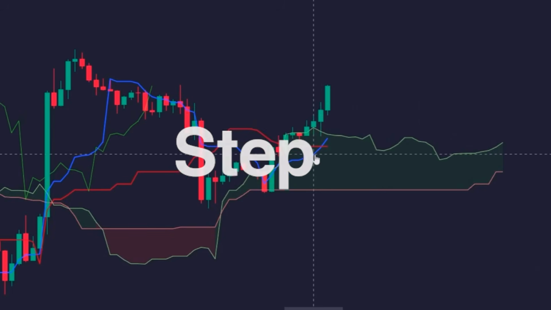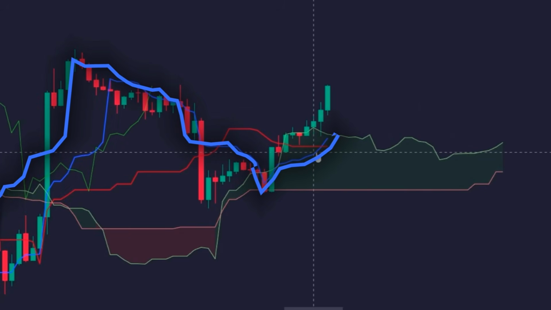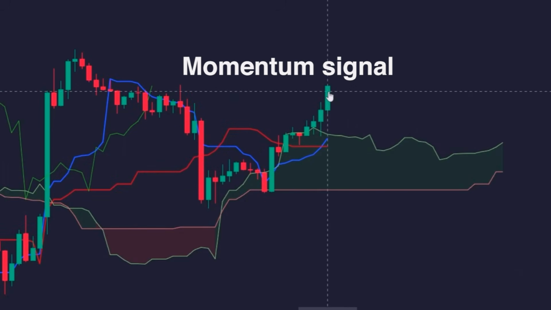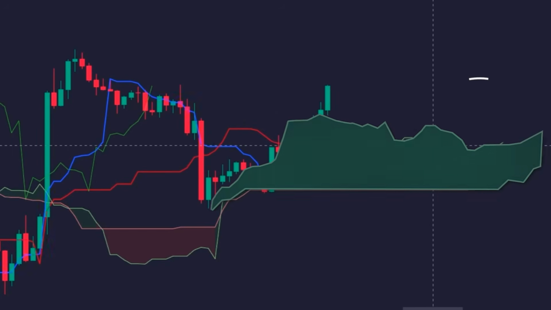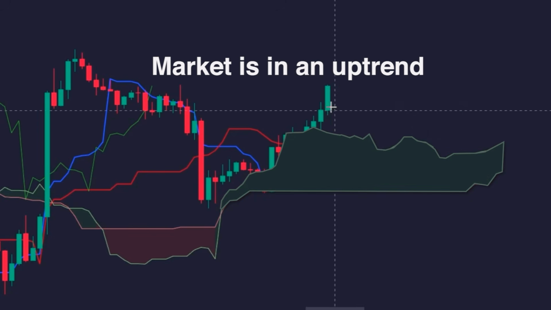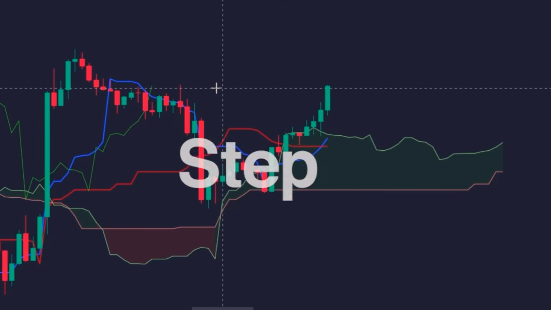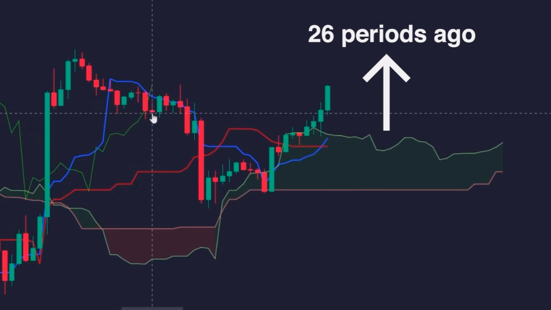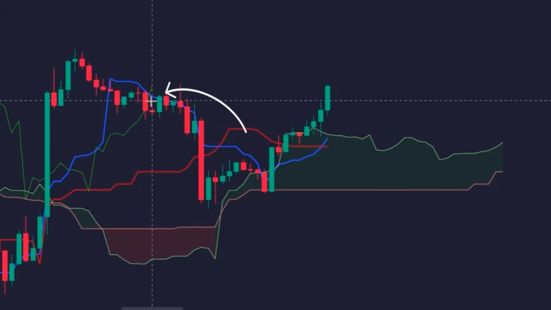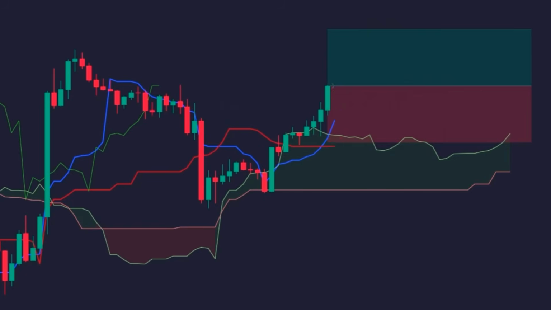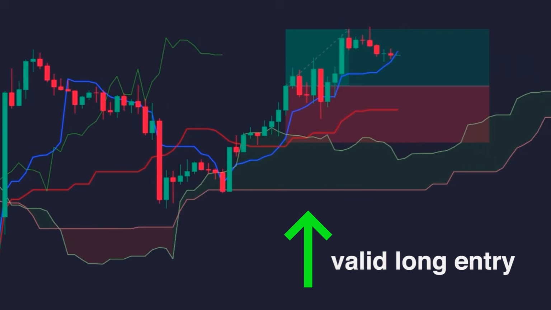Step 1. The conversion line, the blue one, must cross above the baseline, the red one. That's our momentum signal. Step 2. Price must be above the cloud. This tells us the market is in an uptrend. And step number 3, the lagging span, this green line, must be above the price from 26 periods ago, so above this candle. A classic Ichimoku confirmation of bullish strength. When all 3 happen together, we have a valid long entry.